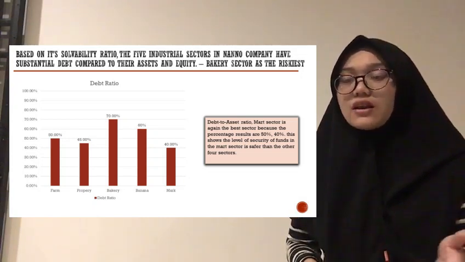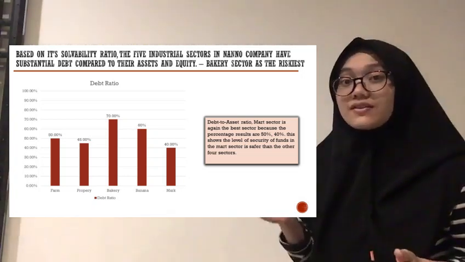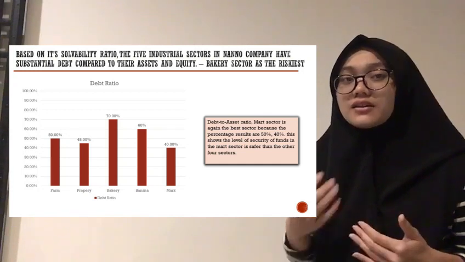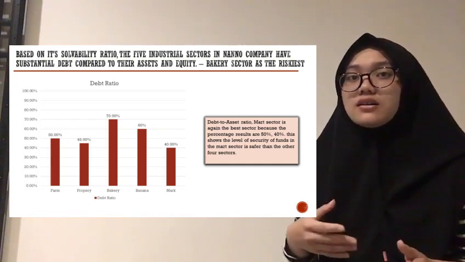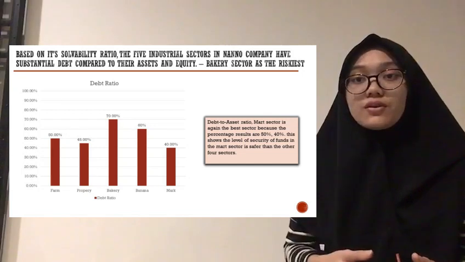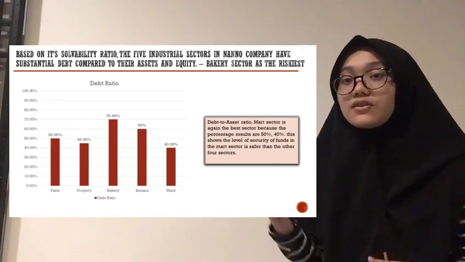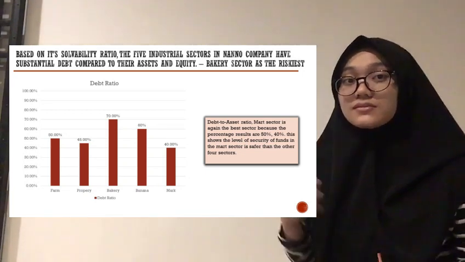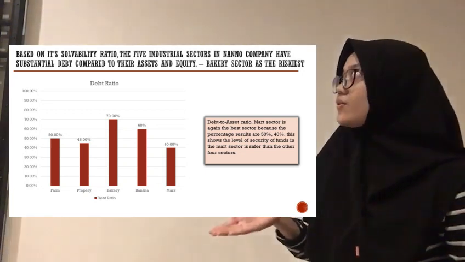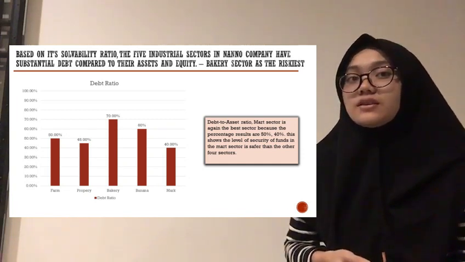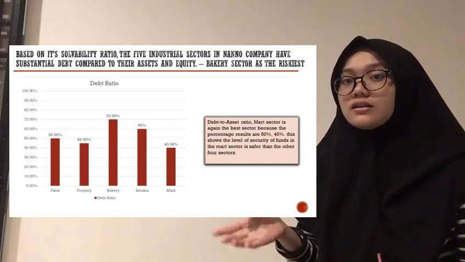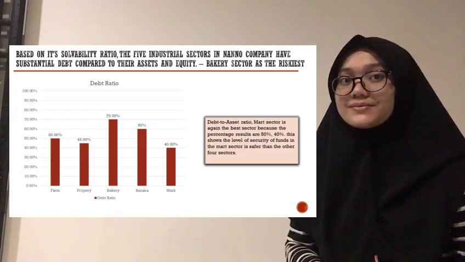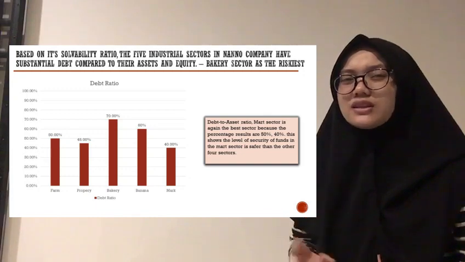And we can see that the bakery sector again has the most unhealthy debt to asset ratio because its percentage is above 50%, which is 70%. So we can say that 70% of the funding of the bakery sector is from the company's debt, and it's not really good for the company.